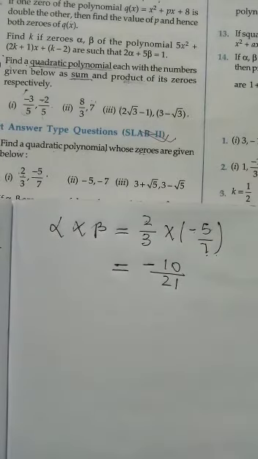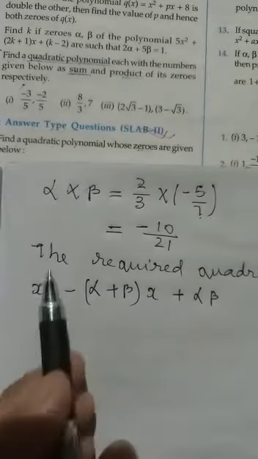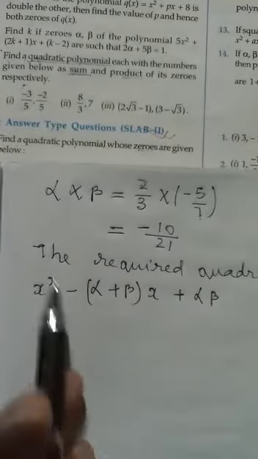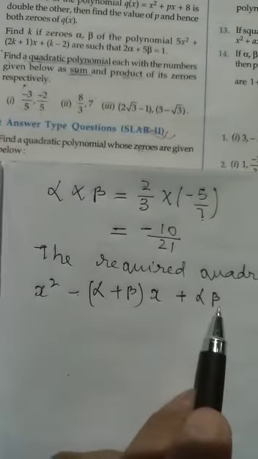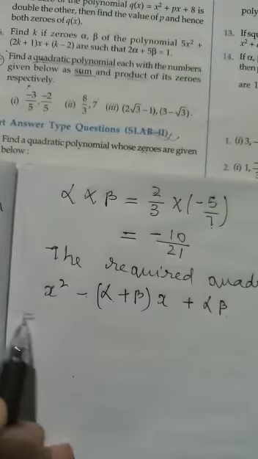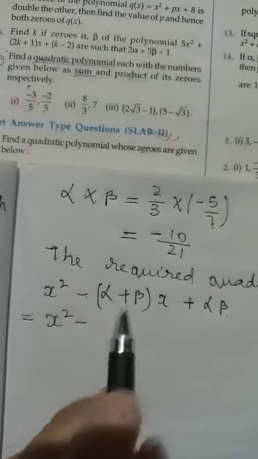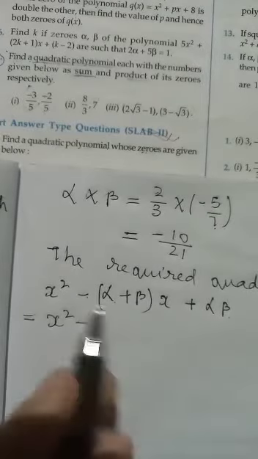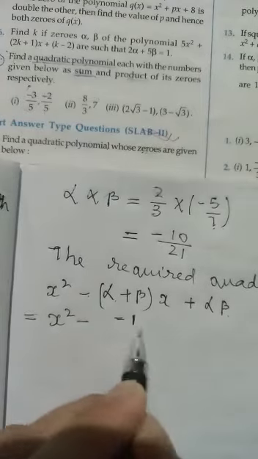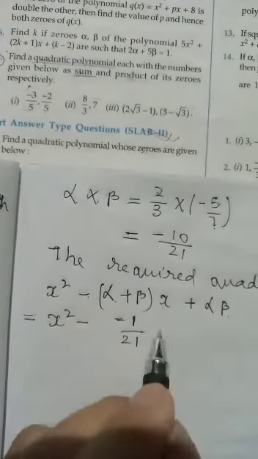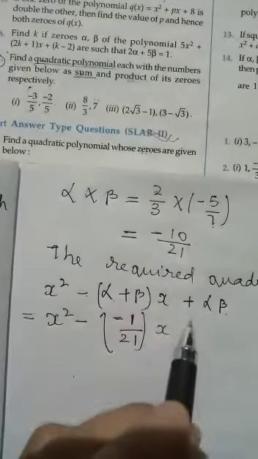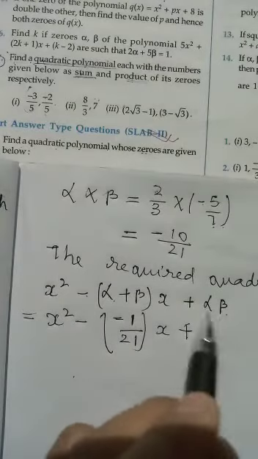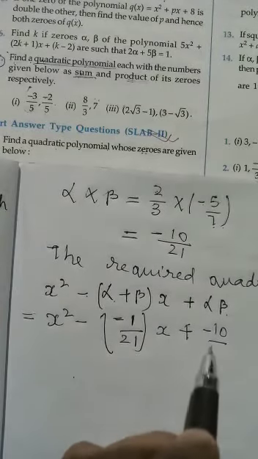Next we have to find the quadratic polynomial. So write the formula first. The required quadratic polynomial will be x square minus sum, whole x, plus alpha beta. Then we can replace now. x squared will be there. In place of alpha plus beta, you already get the value, minus 1 by 21. x has to remain x. Then the product we have is minus 10 by 21.